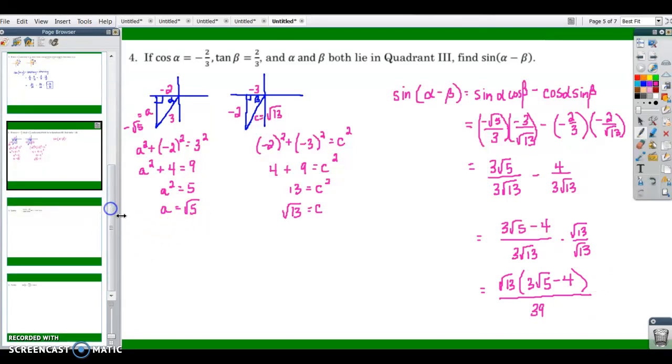So those are some different examples of how you might approach a problem like that. And to me, that is very systematic. Draw the pictures, find your missing sides, and then use the information from your pictures to fill in the formula.